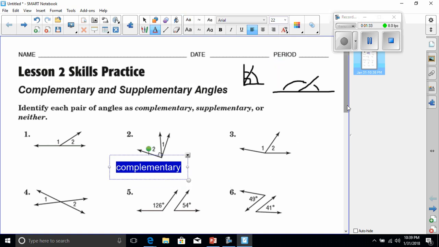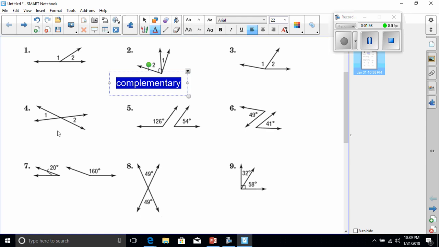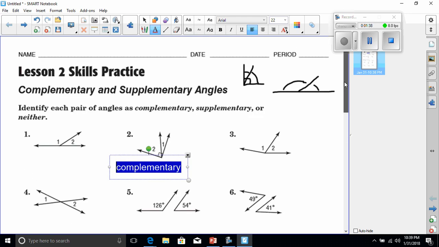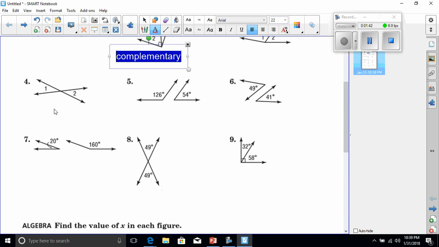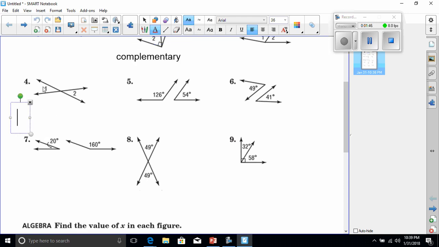All right, and that brings me over to number 4 now. Again, each pair is complementary, supplementary, or neither. Number 4 is actually vertical angles because they're angles that are opposite each other. So these are not going to be complementary or supplementary. These angles are neither.